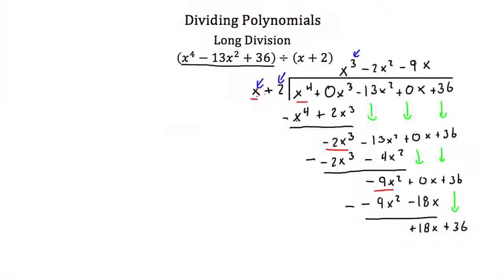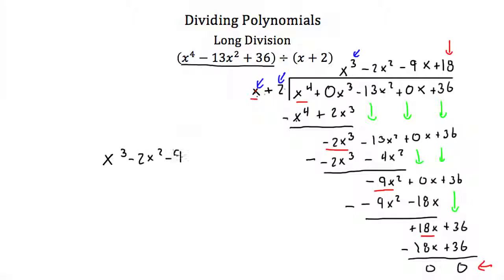Now lastly, we just have to figure out how many times x goes into 18x. Well, 18 times x will get us 18x. But then we also have to multiply this 18 times the 2, which is 36. We subtract. 18x minus 18x is 0. 36 minus 36 is also 0. So down here, we're left with a 0, which means we have no remainder. And we're at our constant term, which means we stop dividing. And our solution is x cubed minus 2x squared minus 9x plus 18.